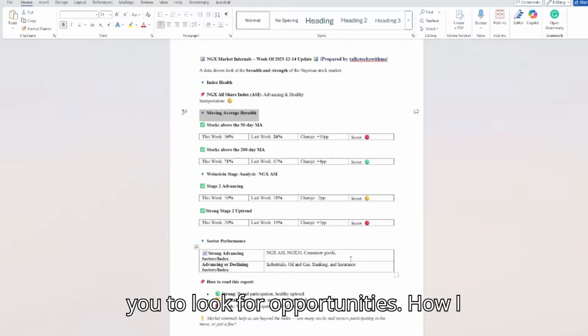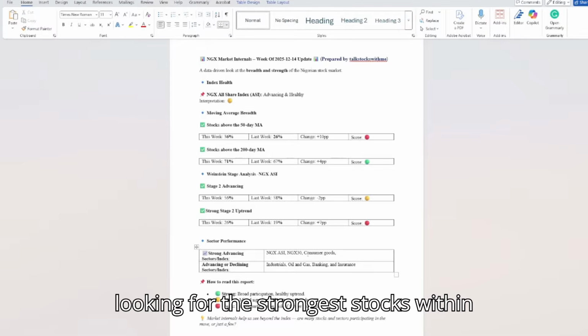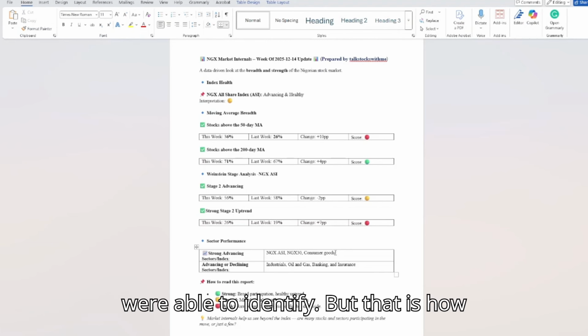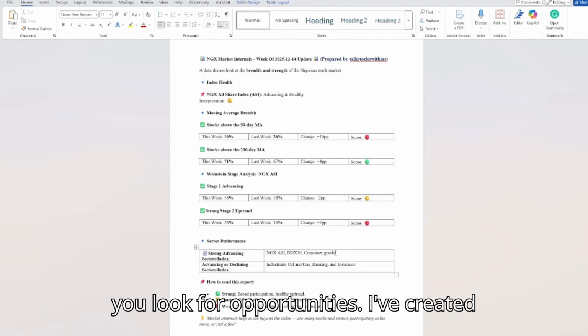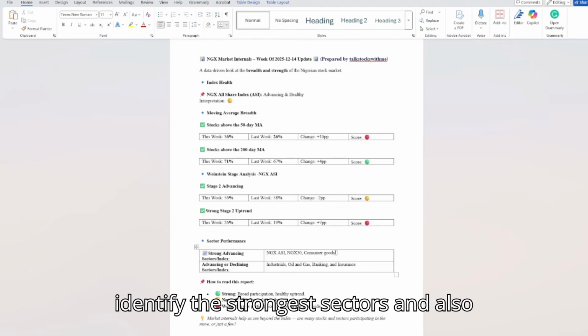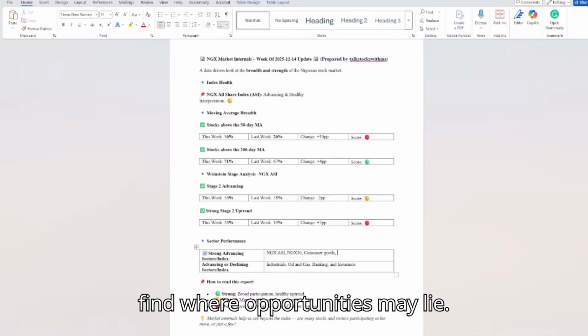How I will go about it is that I will be looking for the strongest stocks within the consumer goods sector. However way you are able to identify that is how you look for opportunities. I've created my own way where I'm able to identify the strongest sectors and also the strongest stocks outperforming the sector to which they belong. So let's switch to the US market and find where opportunities may lie.